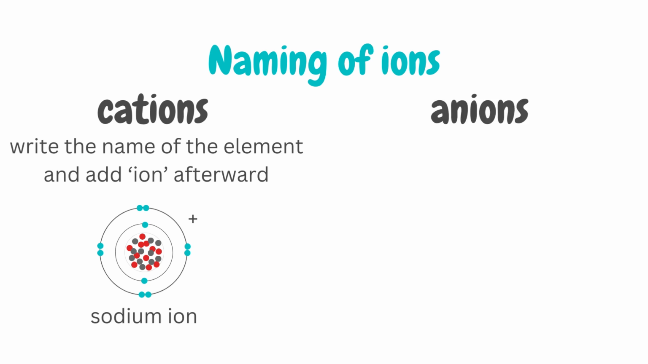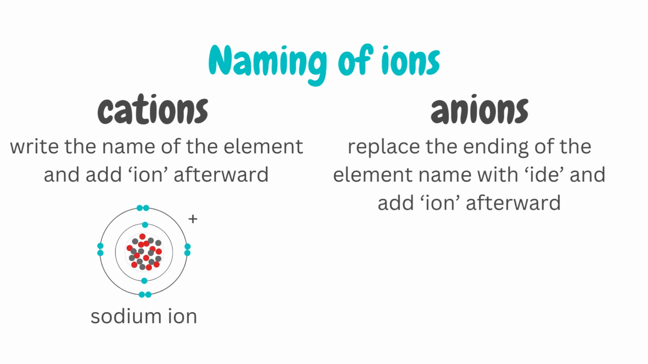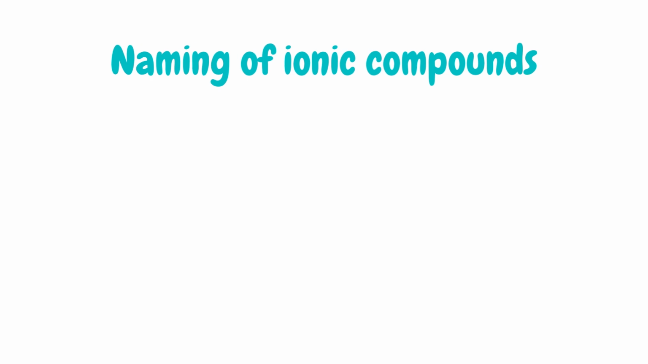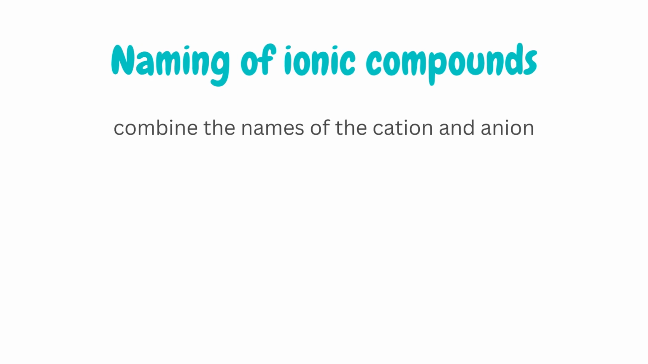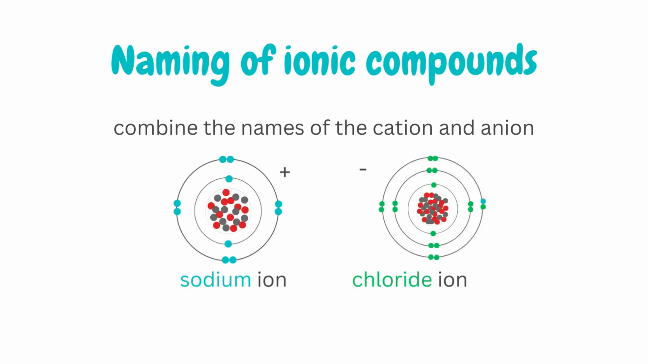When naming an anion, a negatively charged ion, we take the name of the element, replace the ending with "ide", and then add the word ion. For example, the ion formed when chlorine gains an electron is referred to as the chloride ion. When naming ionic compounds, we combine the names of the cations and anions. For example, when sodium ions and chloride ions combine to form table salt, we name the compound sodium chloride.